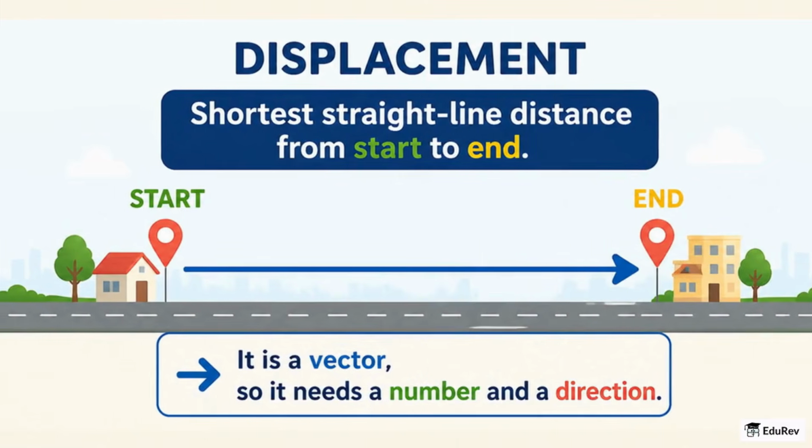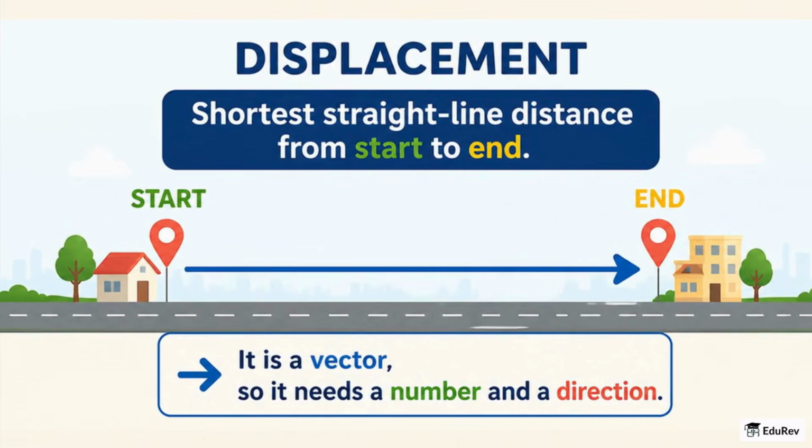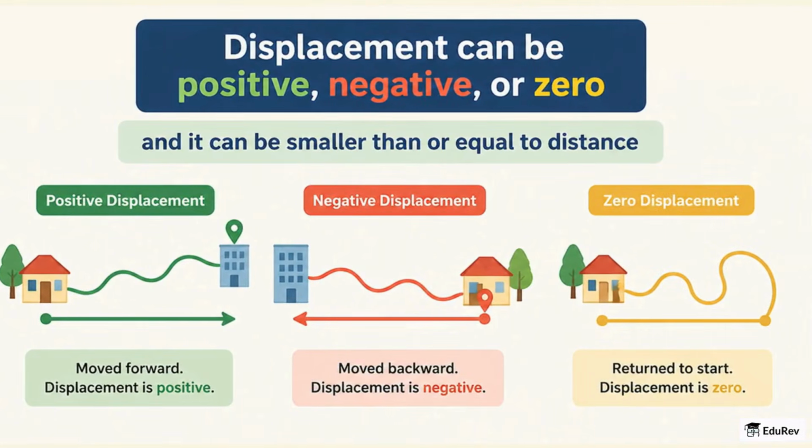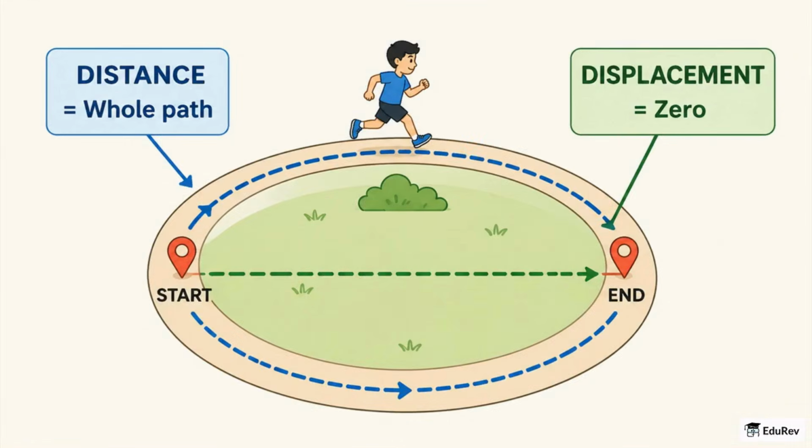Displacement is the shortest straight line distance from start to end and is a vector, so it needs a number and a direction. Displacement can be positive, negative, or zero, and it can be smaller than or equal to distance. For example, if you run around a circle and come back to the start, your distance is the whole path, but your displacement is zero.